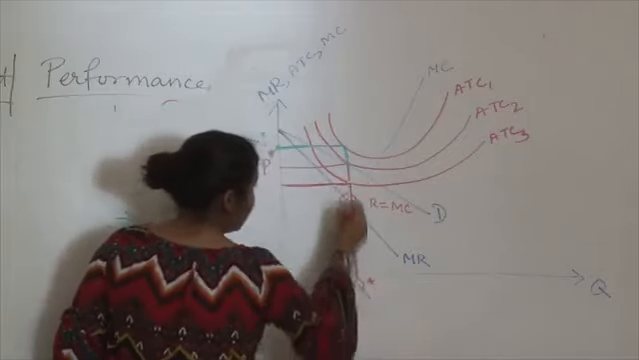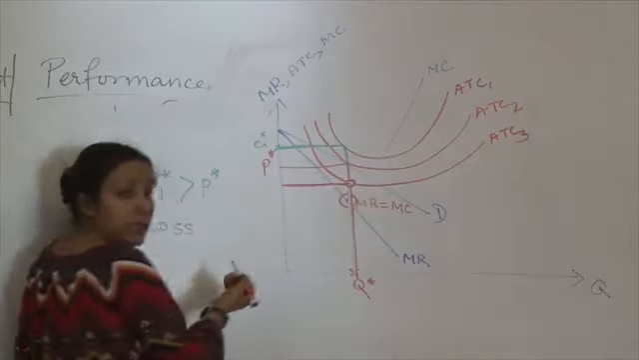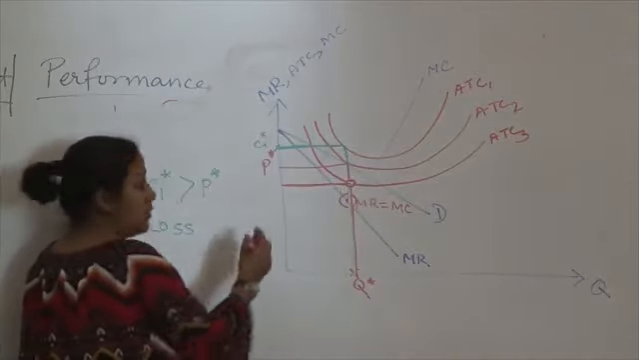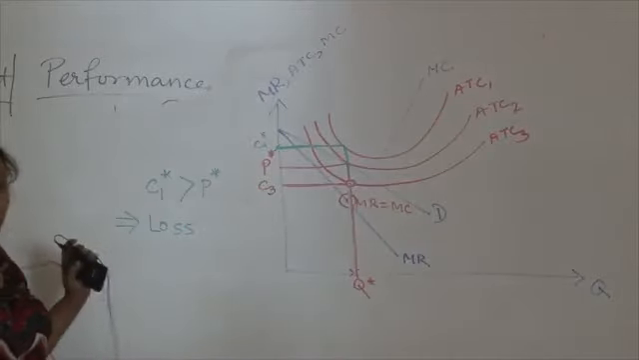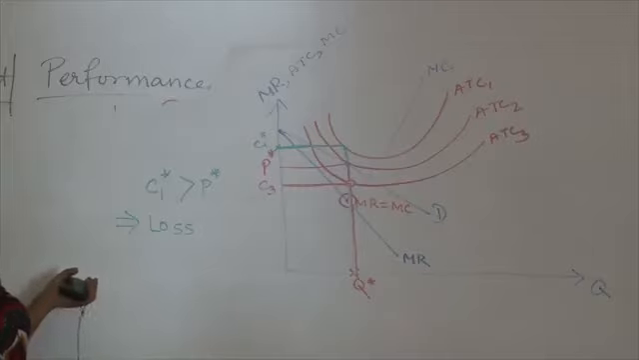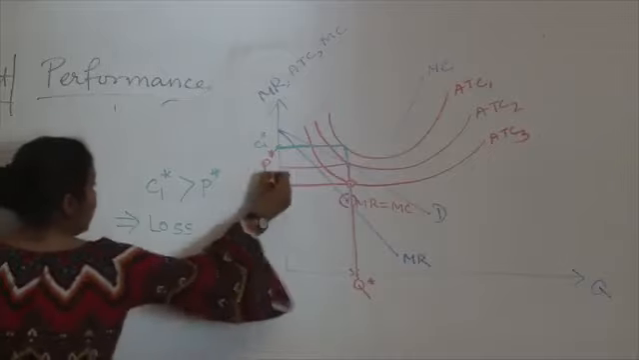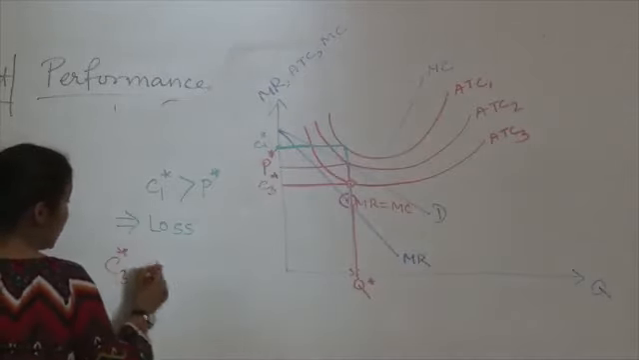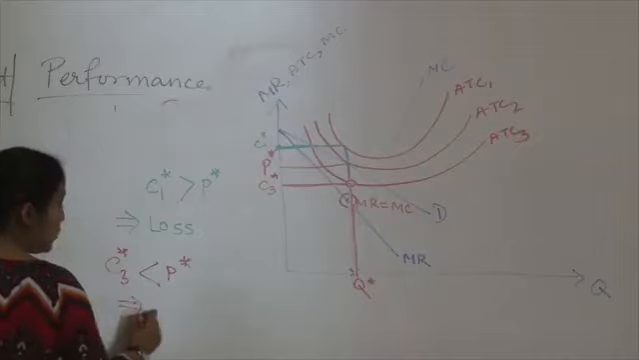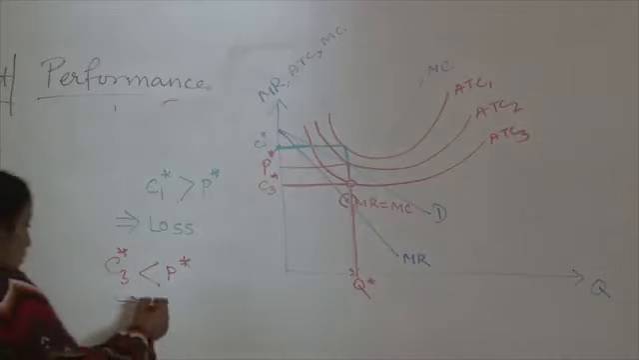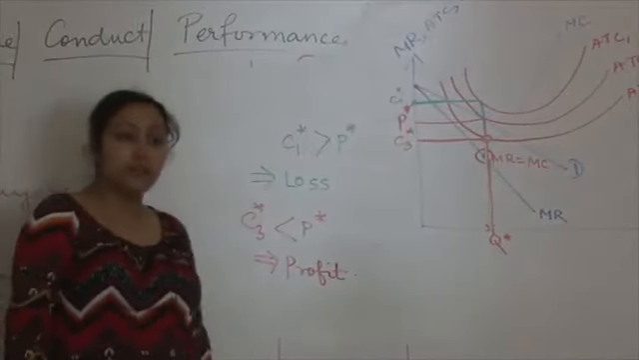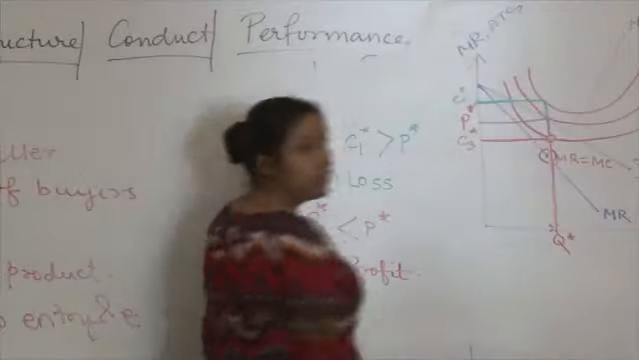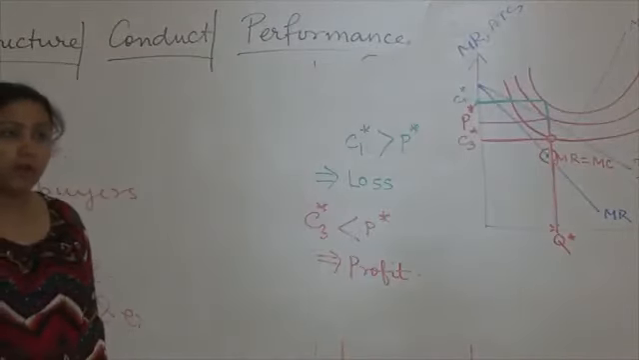So, that is still the quantity, but now that is the cost. I am reading it from ATC3, correct? So, the cost would have been C3. The price would still have been P star if he was producing Q star, because it is the same demand curve. But if his ATC is lower, then his C3 is lower than that market price. So, is this situation of profit or loss? Profit. So, please write down that if the ATC curve is between the demand curve and the marginal revenue curve or anywhere lower than that, then they are going to make a profit.